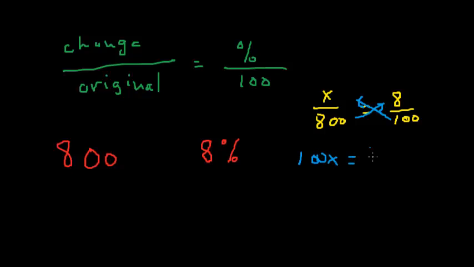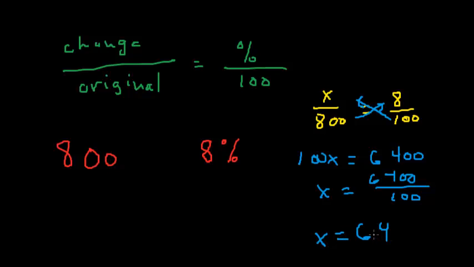We have 100x equals 6,400. So x is the same as 6,400 over 100. So x equals 64. This means that it is producing 64 fewer thingamabobs each day as a result of that 8% decrease. The same goes for increase. If there was an 8% increase, that would tell me that there are 64 more thingamabobs being created each day.